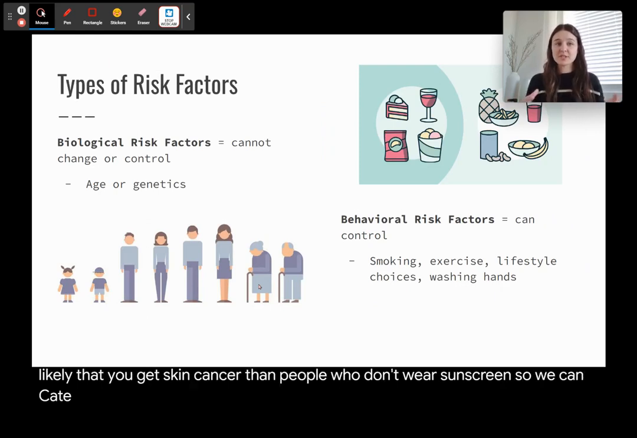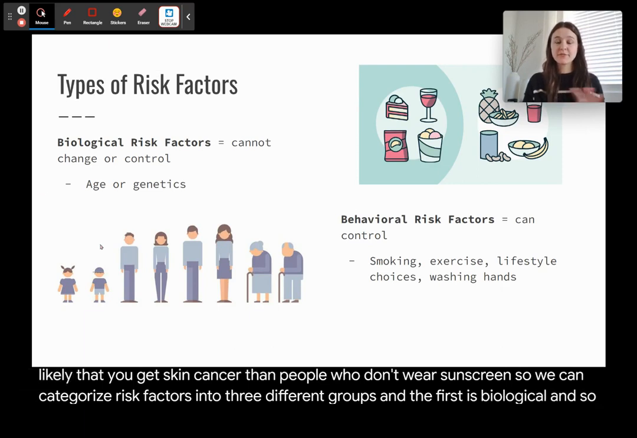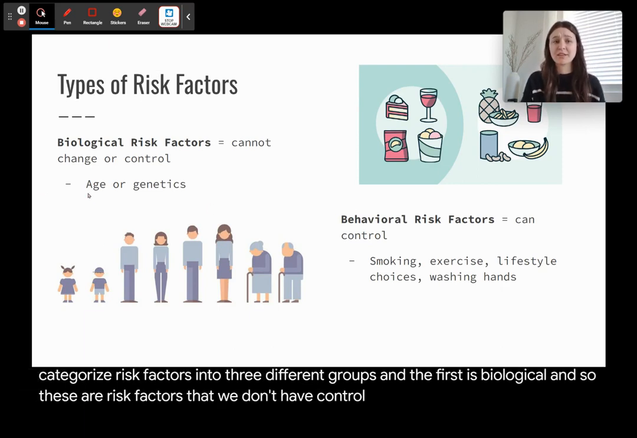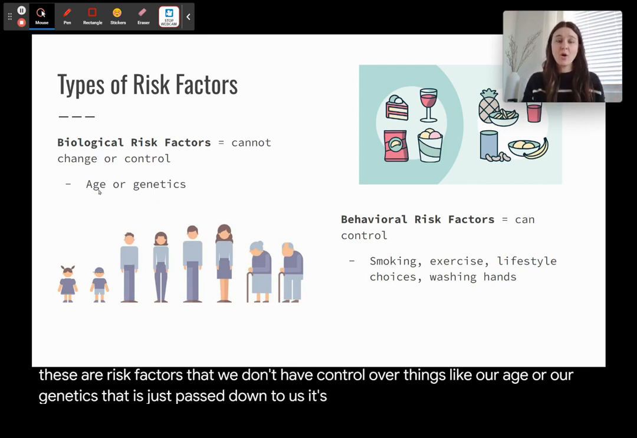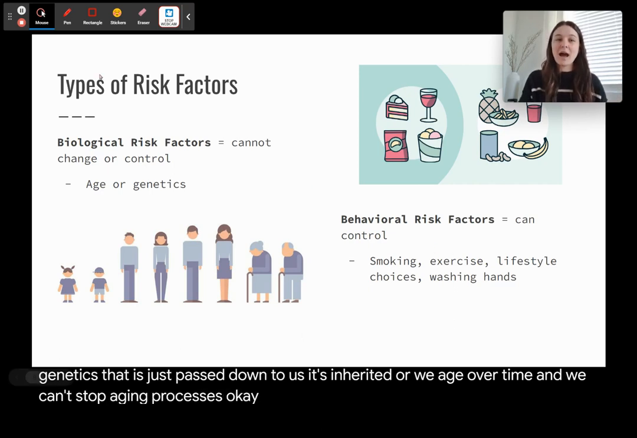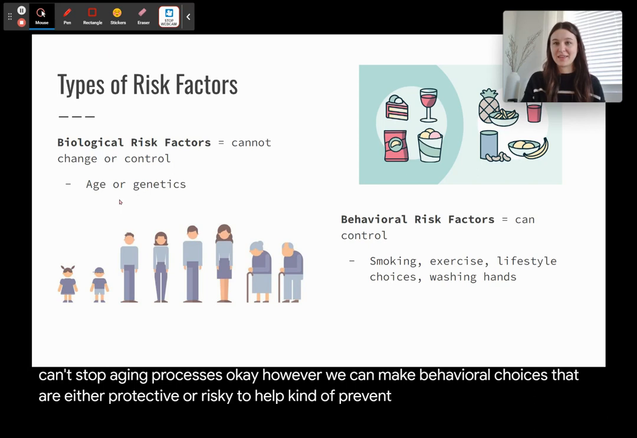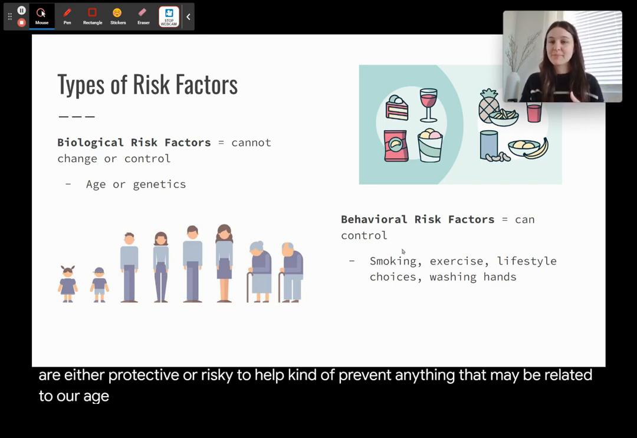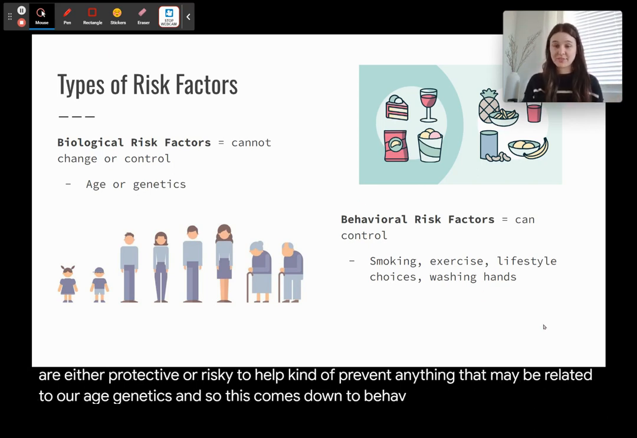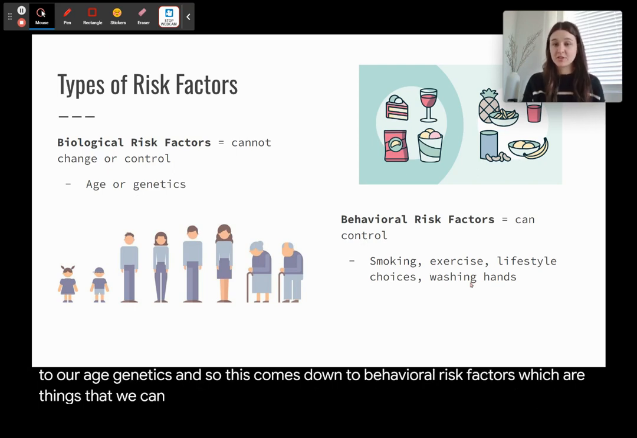So we can categorize risk factors into 3 different groups. And the first is biological. And so these are risk factors that we don't have control over, things like our age or our genetics. That is just passed down to us, it's inherited, or we age over time and we can't stop aging processes. Okay. However, we can make behavioral choices that are either protective or risky to help kind of prevent anything that may be related to our age or our genetics. And so this comes down to behavioral risk factors, which are things that we can control. These are our choices.